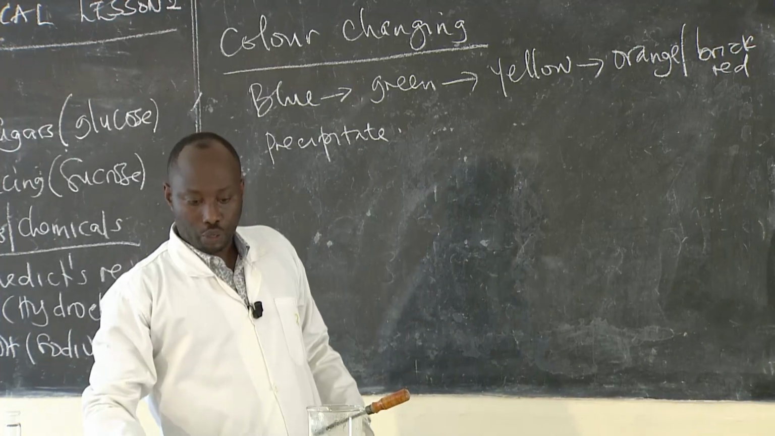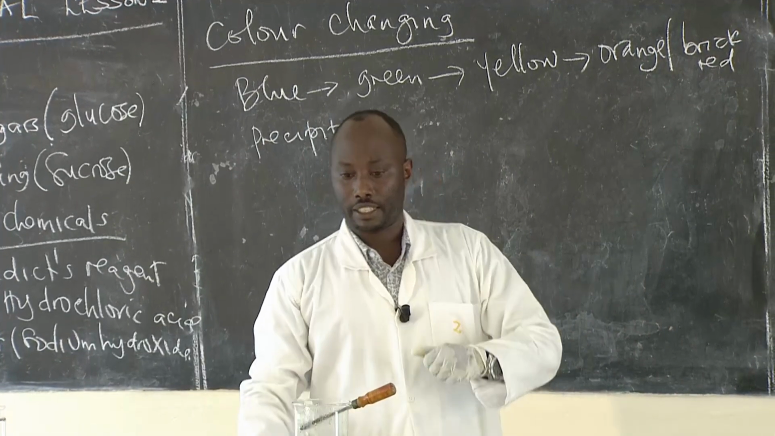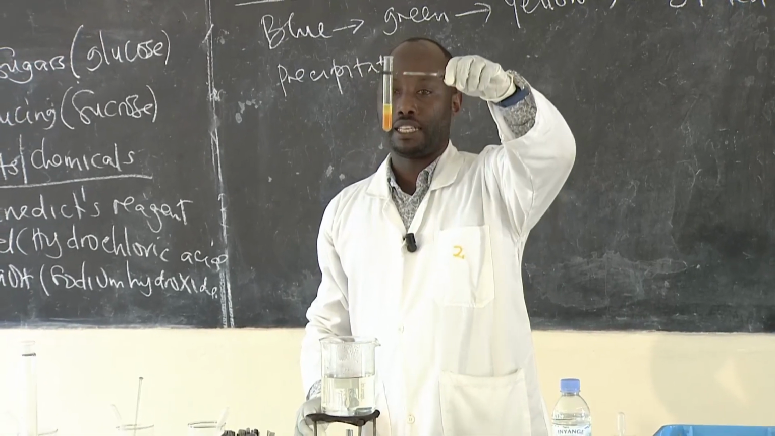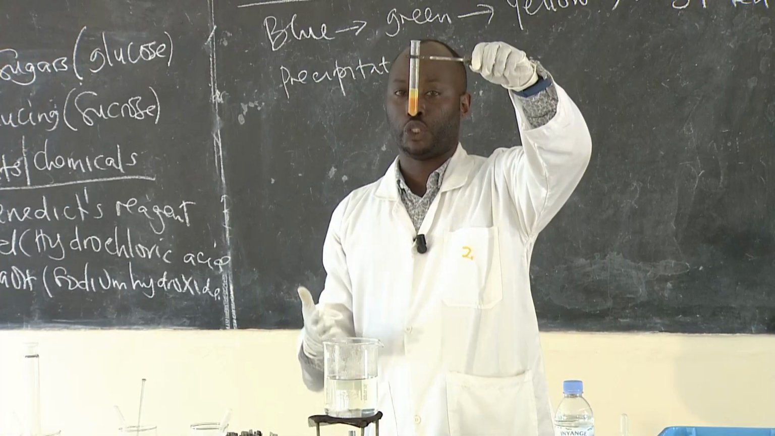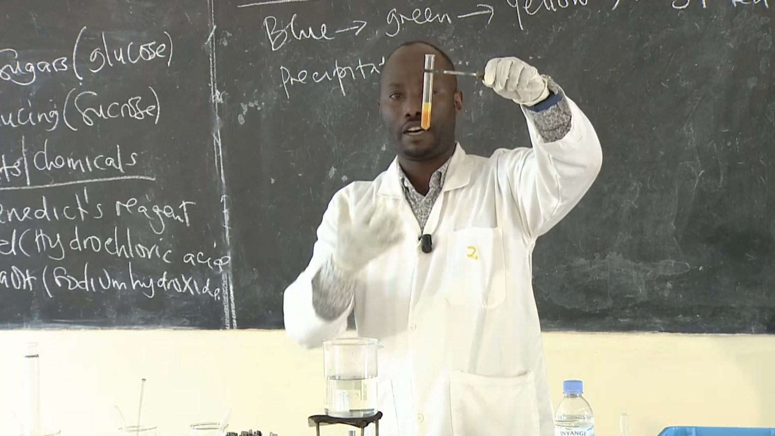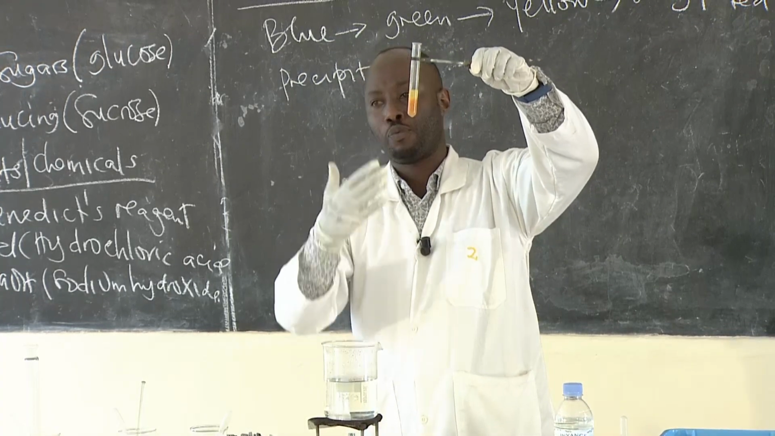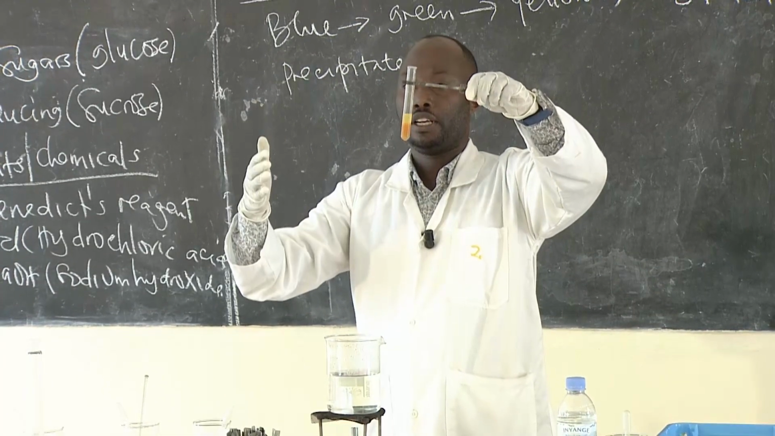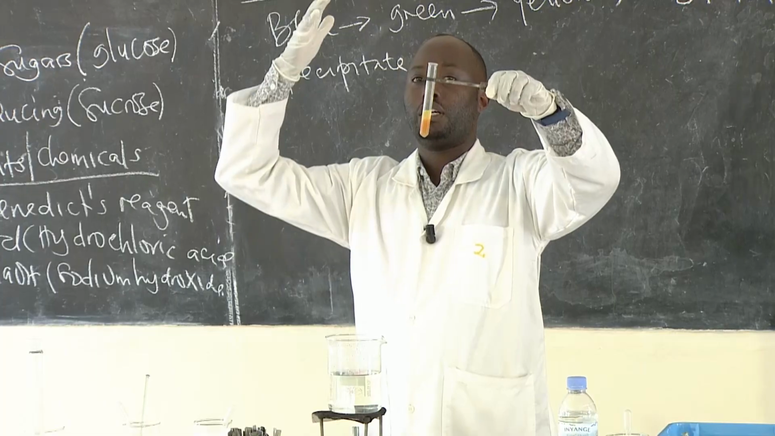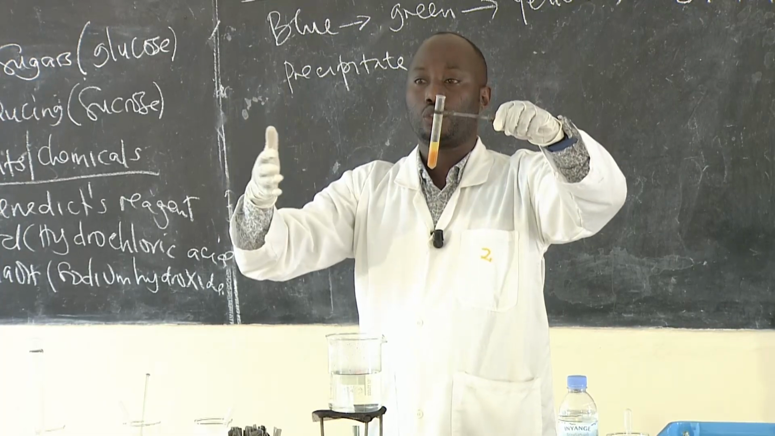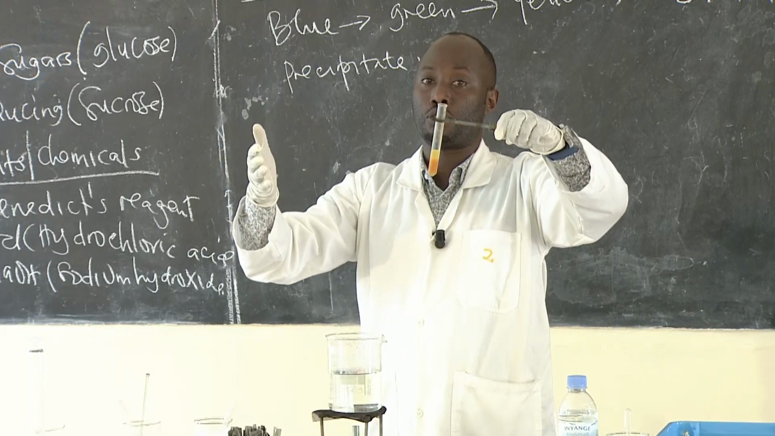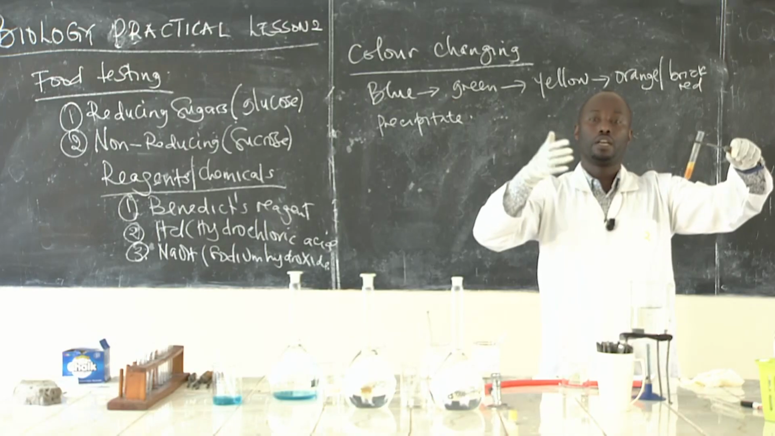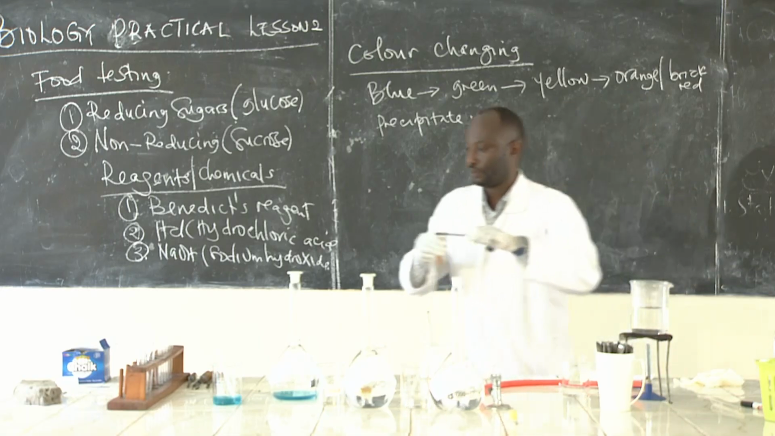So I'm going to observe the changes that have happened. Of course, everybody can just make an observation and make a conclusion. What color do we observe from here? It has changed from blue to green, then from green to yellow, then finally to orange. Or sometimes you can also observe the brick red. Thank you.